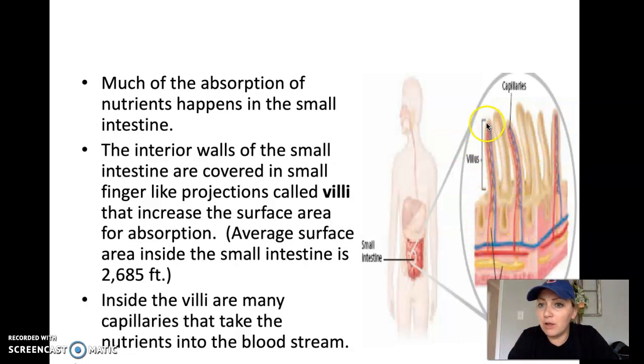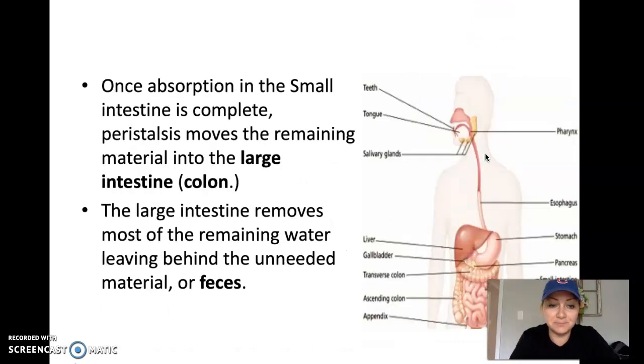But within them are all these capillaries, and this is how, through diffusion, the food is going to get taken up into the bloodstream, which is why it's really important that they're in small enough pieces, all the way down into your single molecules of carbohydrates, proteins, and lipids, so that they can actually get into the bloodstream at that point.